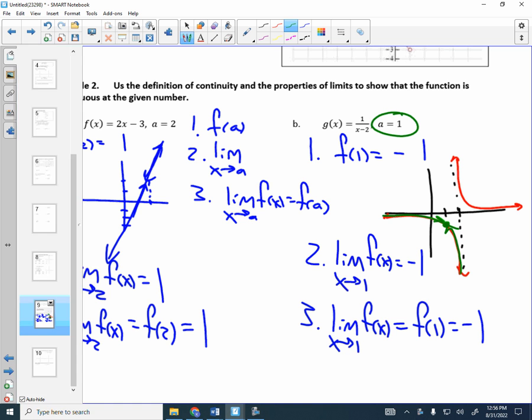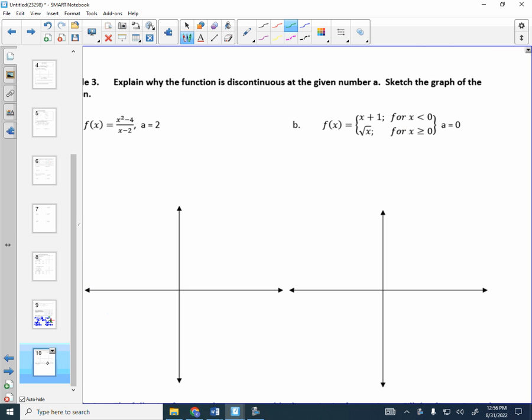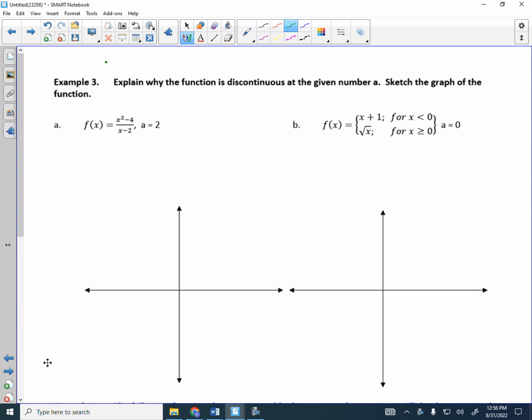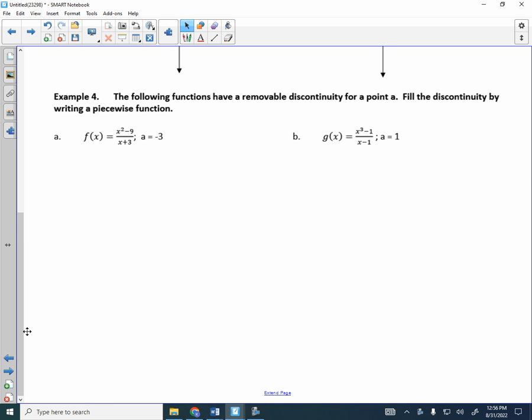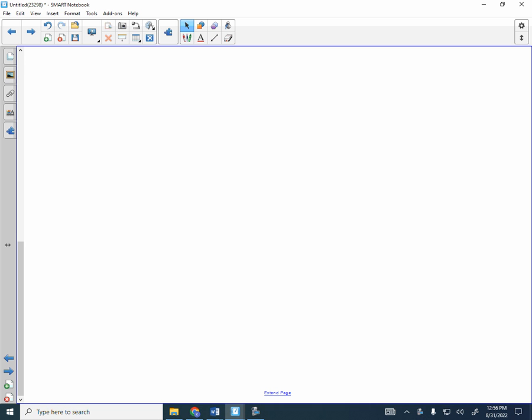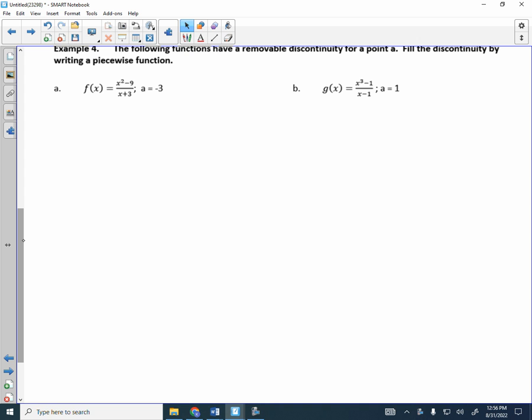So we got 2 questions to go over, and we're going to give you some time to work. We have our last lesson for the unit tomorrow. Okay? We already explained why these were discontinuous, but now what we want to do is fill the discontinuity. Okay? Very good. Now we are going to fill the discontinuity.